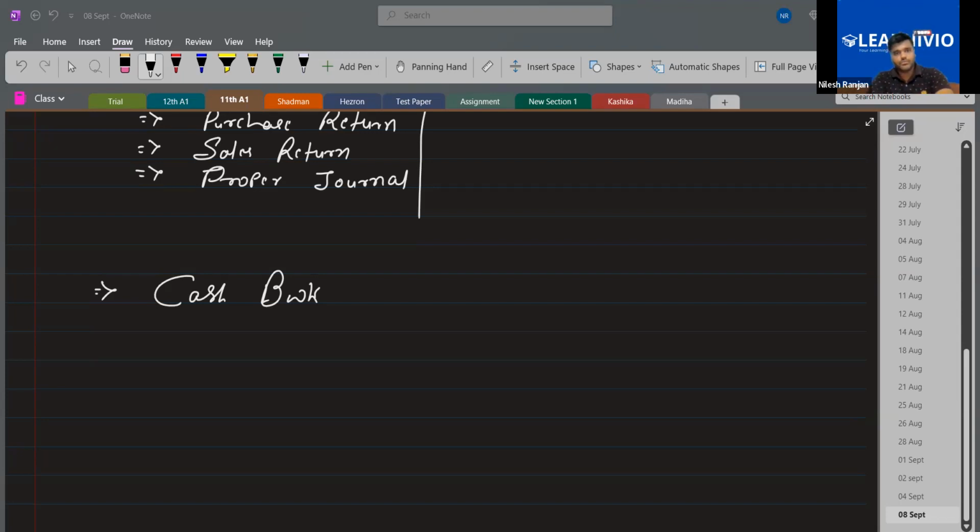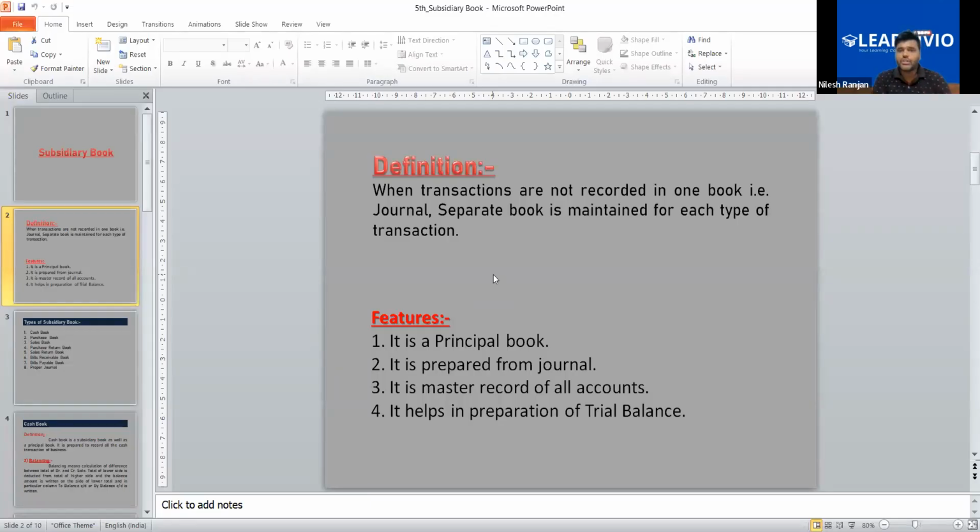So here is the theory part. You can see here, when transactions are not recorded in one book, that is journal, a separate book is maintained for each type of transaction. So this is called subsidiary book.